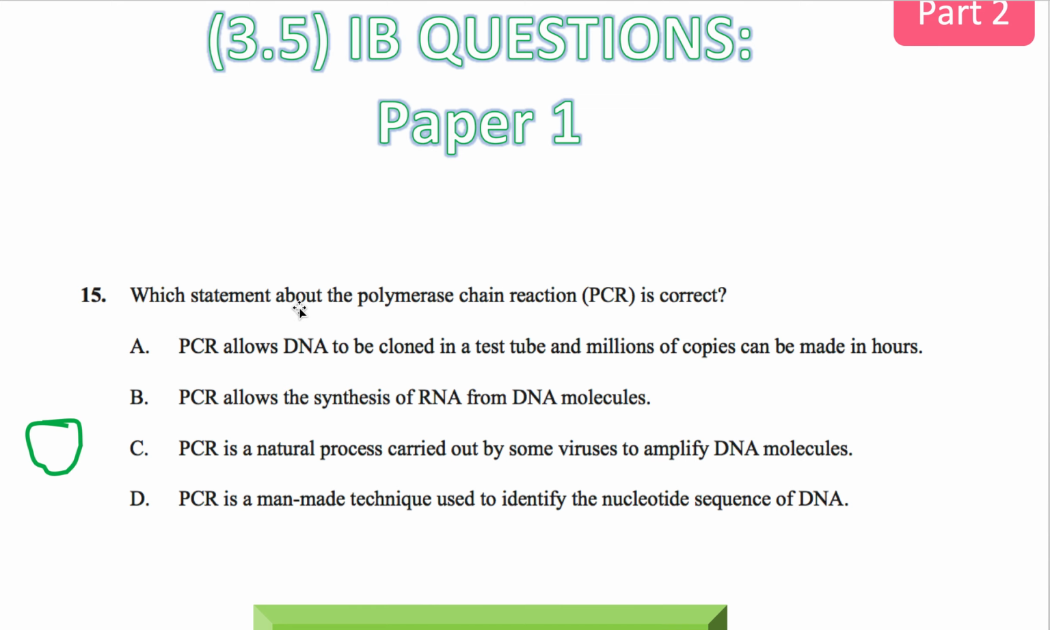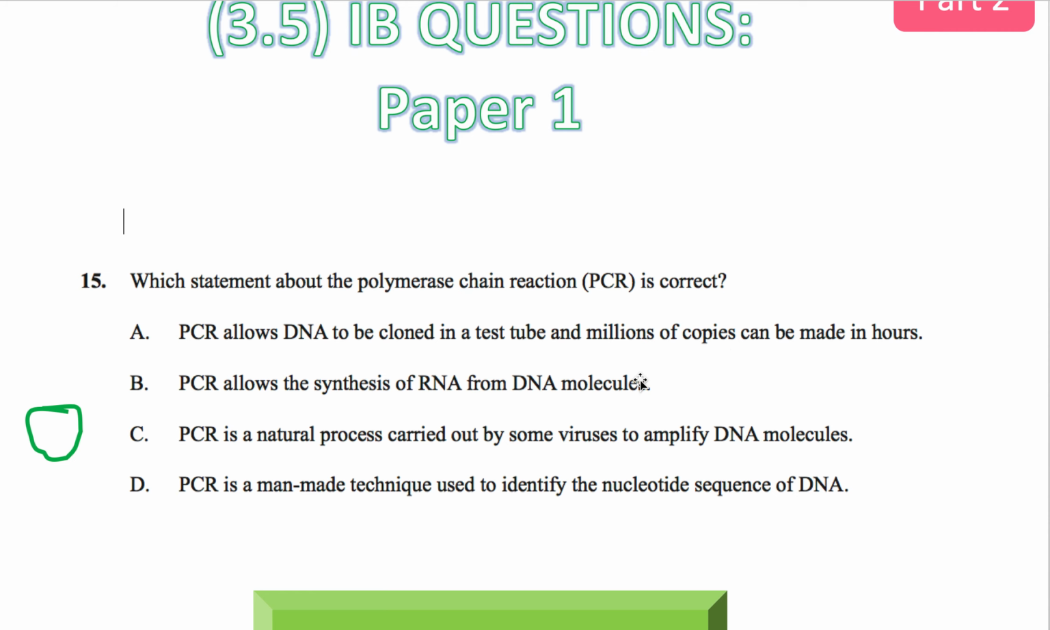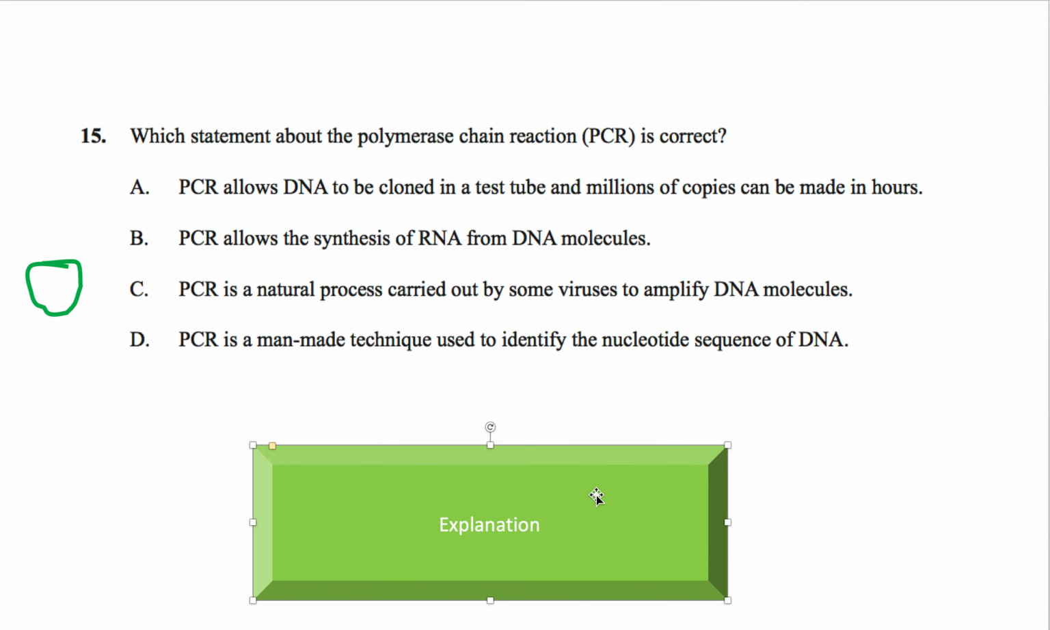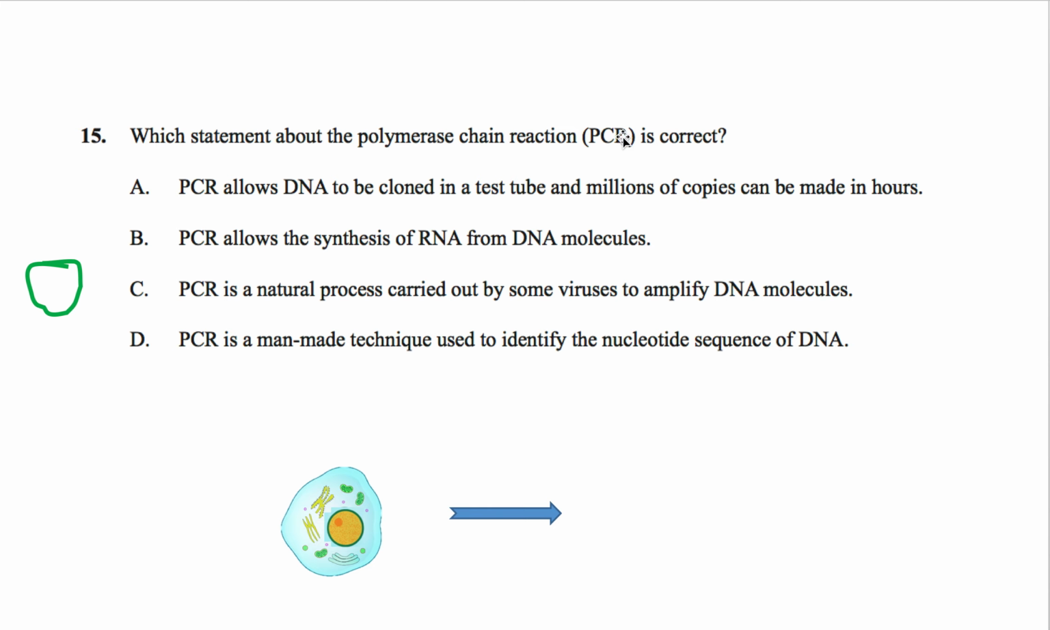So, which statement about the polymerase chain reaction, or PCR, is correct? Before we look at the options, a real quick review on what PCR is. In a nutshell, PCR is the process that creates many copies of DNA, millions of copies of DNA, in a matter of hours from a tiny bit of DNA. So, for example, if you have a cell like this and you take out its DNA, and you put this single bit of DNA, from one single cell, into a PCR machine. Pretend this blue arrow right here is the PCR machine.